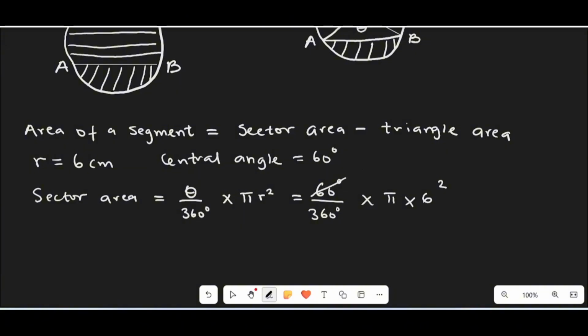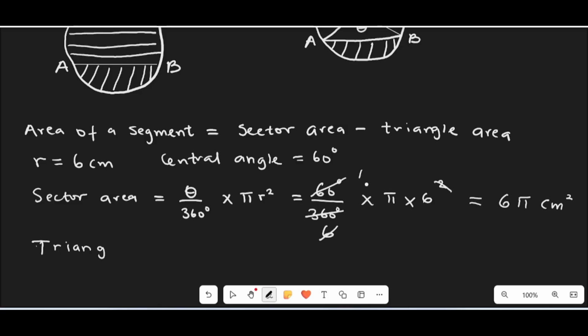60 here 1, 60 here 6. Here also 6, this one means 6 times 6, so 1 6 here. We cancel 1 6 there. So our answer is going to be 6 pi centimeter square. Let us calculate the triangle area.